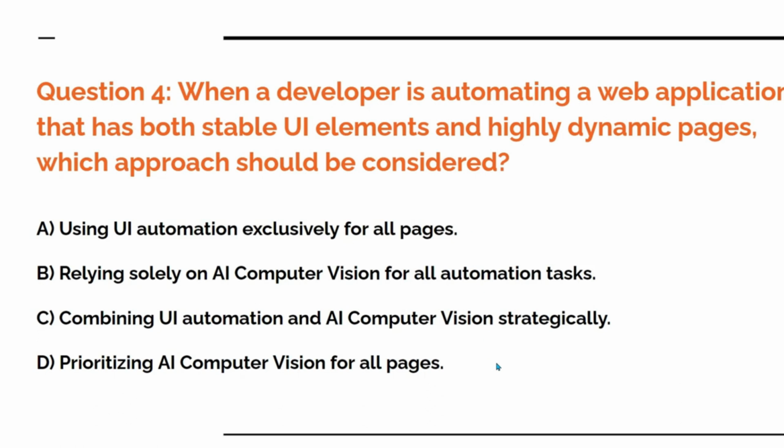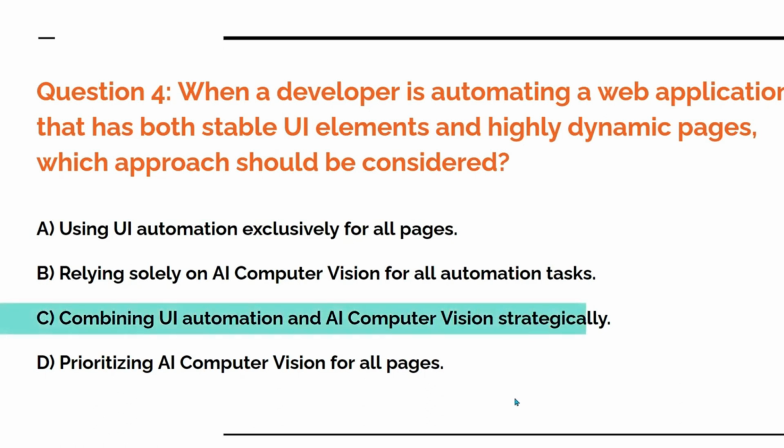Pause this video, start commenting. Okay, so let me reveal the answer. The answer is C, combining UI automation and AI computer vision strategically. Okay, this is the answer.